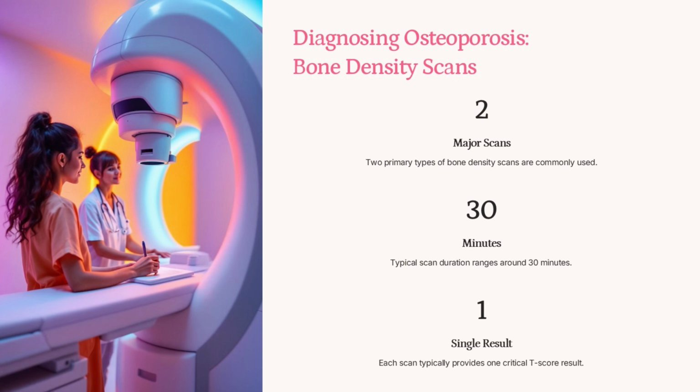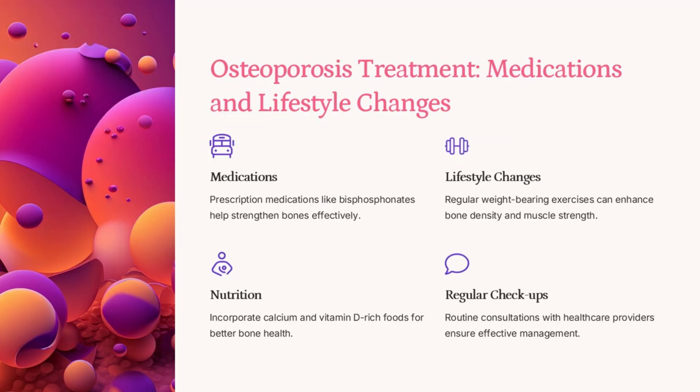The scan provides a single critical result called a T-score, which indicates the density of the patient's bones compared to healthy young adults. This T-score is a key metric used by doctors to diagnose osteoporosis and determine the appropriate treatment plan. Osteoarthritis is a common joint condition that leads to chronic pain and stiffness, affecting daily activities.